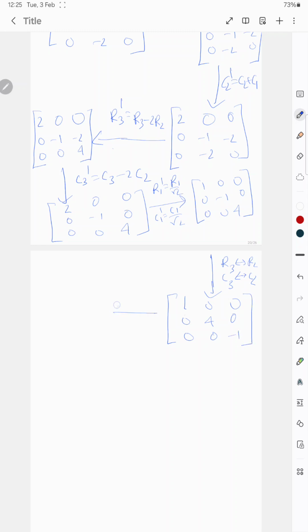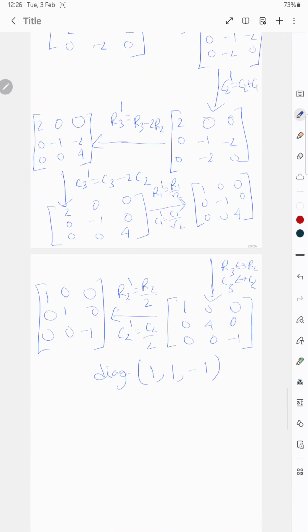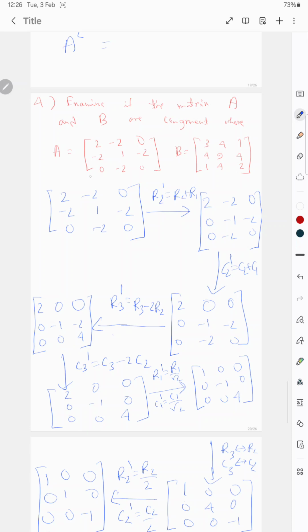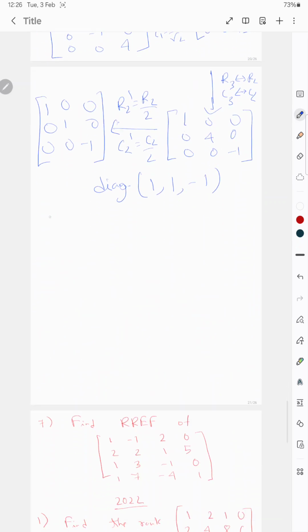Okay, now after that what you have to do, R2 dash will be R2 by 2 and C2 dash will be C2 by 2. Why am I dividing by root over of that? Because you have to apply the same operation, right? So that's why you are getting 1 1 minus 1 0 0 0 0 0 0. So this is of the form diagonal 1 1 minus 1. Okay, now you have to do the same job for the B matrix.